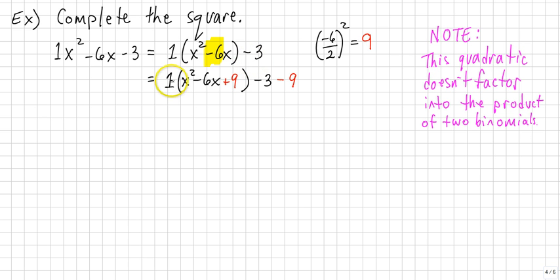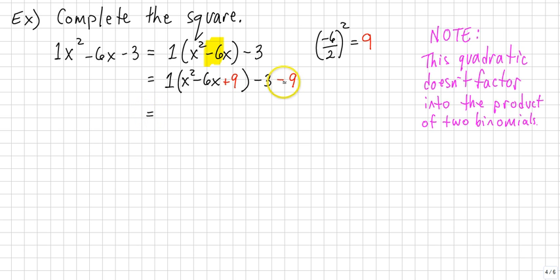So look, 1 times anything is itself. So we have x squared minus 6x plus 9. And then minus 3 minus 9. Well, let's collect like terms. 9 minus 9 is 0, so we end up with x squared minus 6x minus 3, which is exactly what we started with. So what I've done hasn't changed the quadratic, it just looks a little different.